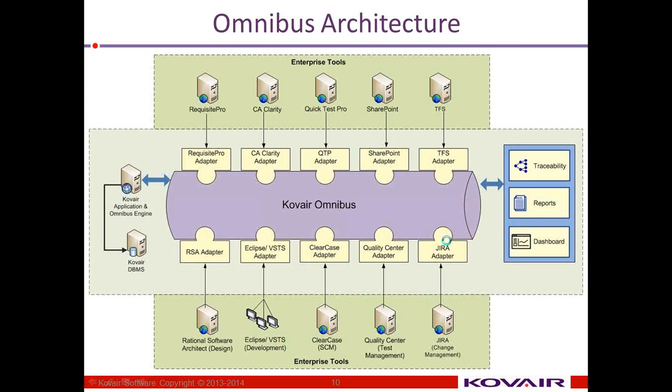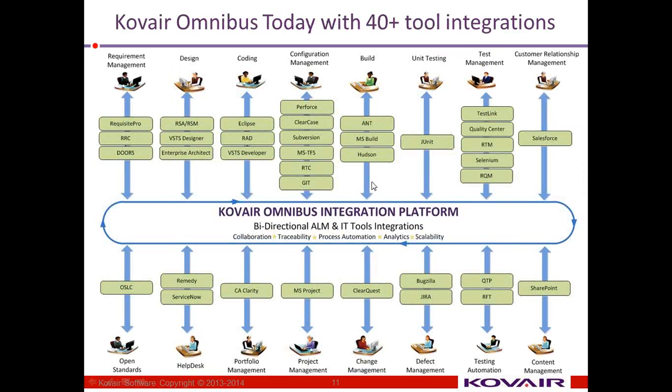Going to the next slide, this shows the current ecosystem of tools that are connected to the Covea Omnibus integration platform. We have 40-plus tool integrations today, with different tools from the requirements management silo, then design tools like RSA, Visual Studio, Enterprise Architect, and configuration management. There are 6 tools supported, including ClearCase, TFS, and RTC, and similarly multiple tools for most areas. Some tools worth mentioning are Salesforce, Remedy, and ServiceNow, which are more like ITSM tools, but they're also being integrated through Omnibus.